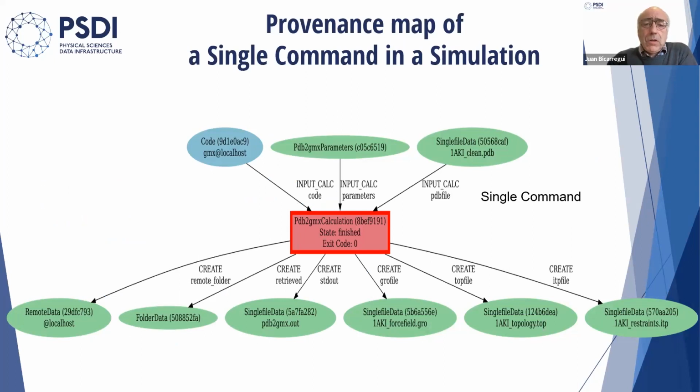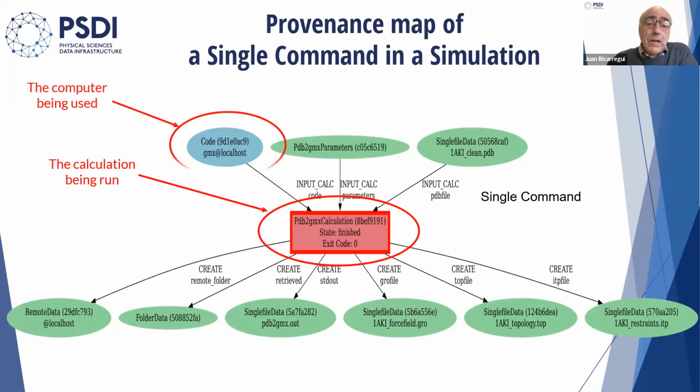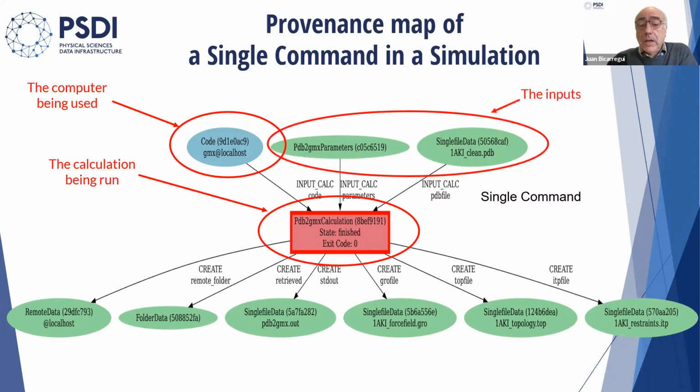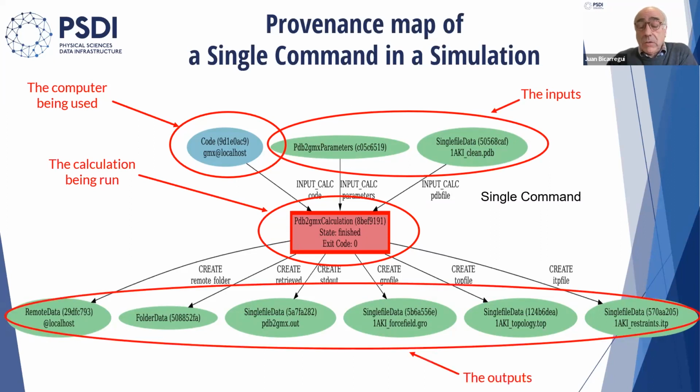So here is an example of the data flows and therefore the provenance of the data in a single command in a biomolecular simulation. The red box in the middle is the calculation that is being run. The blue box at the top left is a reference to the computer that's being used. The two green boxes on the top line are the input files, and the boxes across the bottom are the output files. So again, this is very general and would apply probably to every single calculation that could be run. But this is just one tiny single command. Interesting that this community do use command line interfaces. So this is one single command in the middle of a simulation.